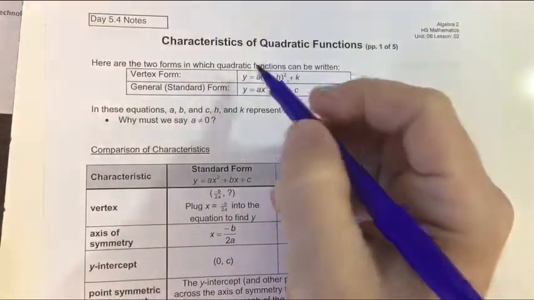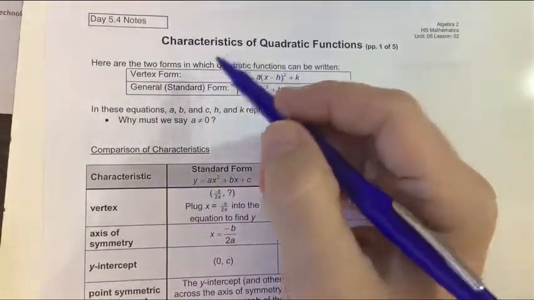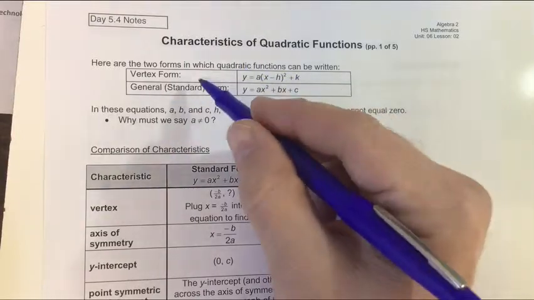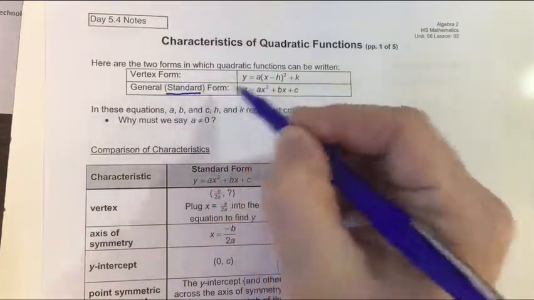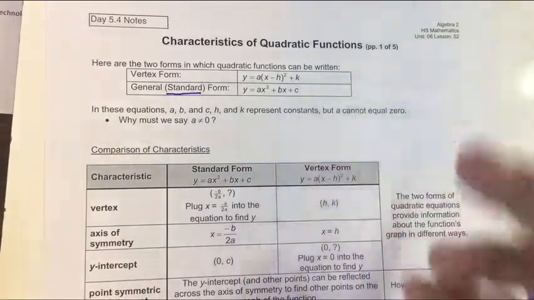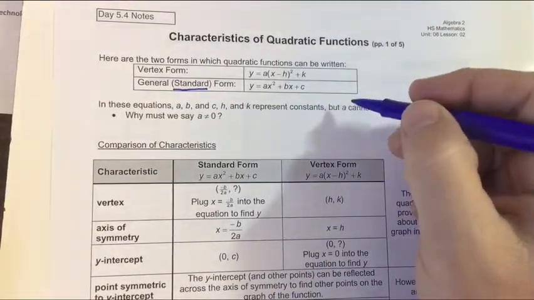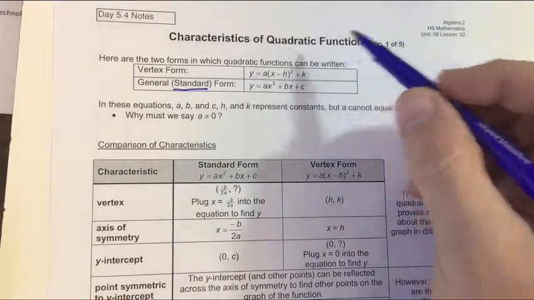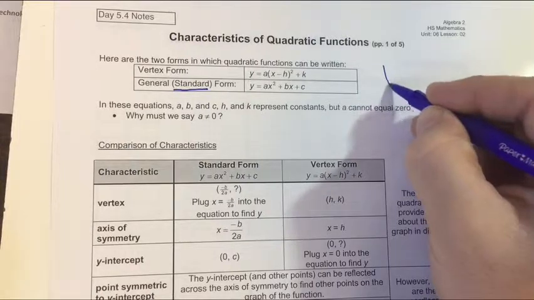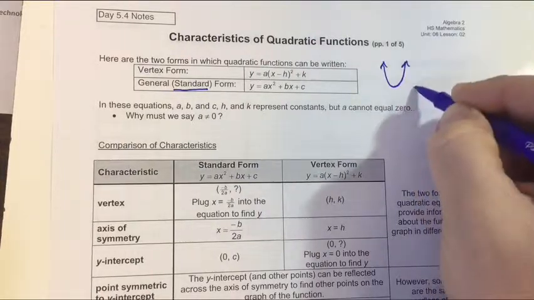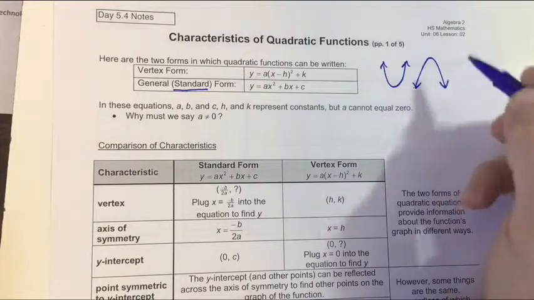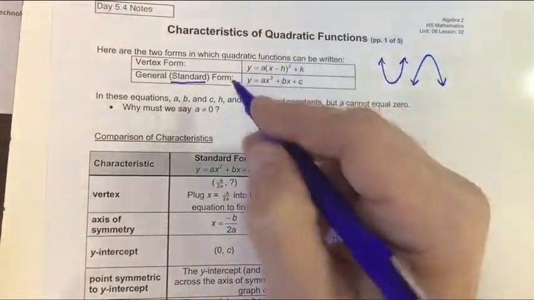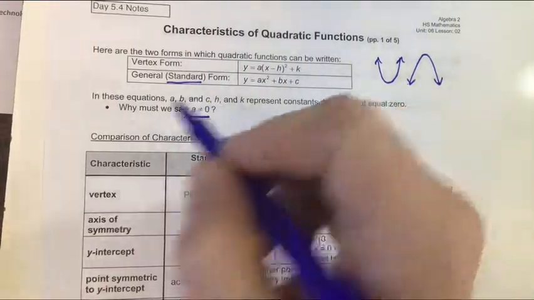You'll remember that there are two different forms of writing quadratic equations. We've got vertex form, which looks like this. This is kind of the newer form. And then the general, or what we call standard form, which is this. We've used both of those, but we can write any equation in either form, and that could represent the same parabola when graphed. Quadratic functions, when we graph them, do give us these U-shaped curves, as long as a does not equal 0.